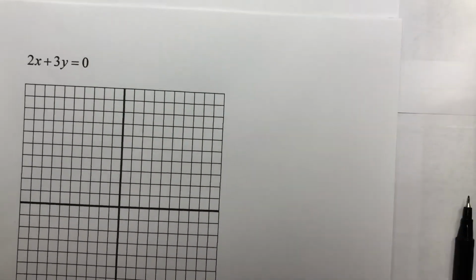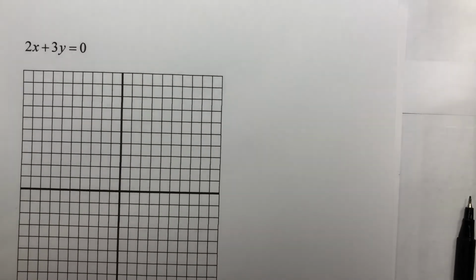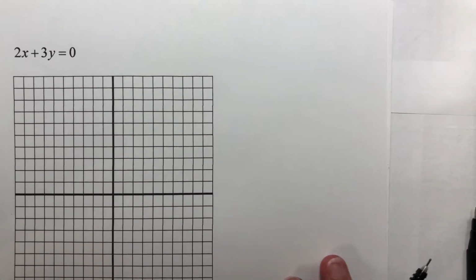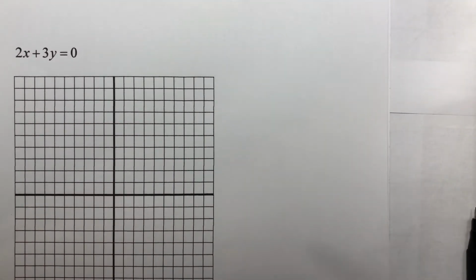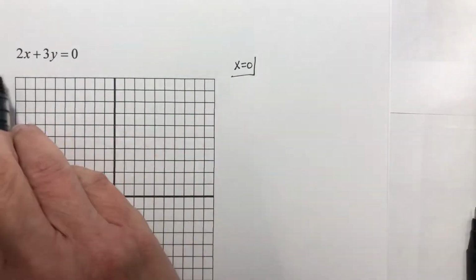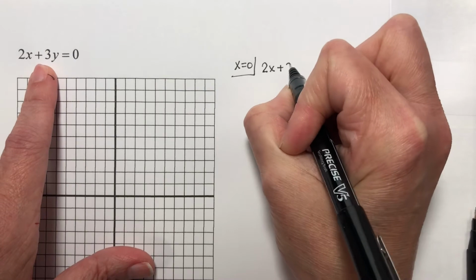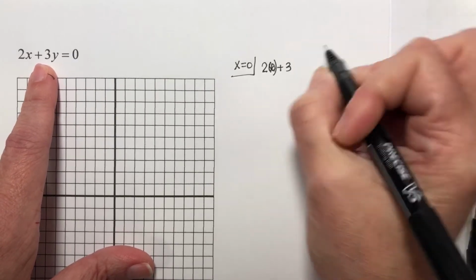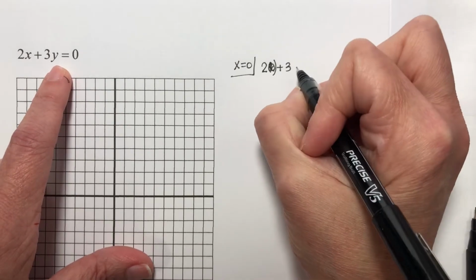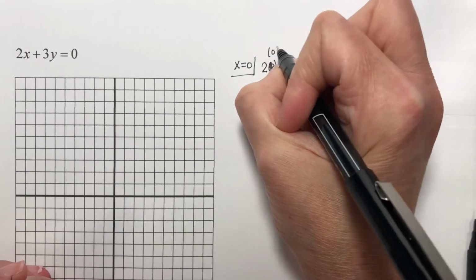Okay, so let's look at a special case of trying to graph with intercepts. I'm just going to calculate my intercepts. I don't notice anything weird about this. Let's say x is 0. Okay, if x is 0, I have 2 times 0 plus 3y is equal to 0.